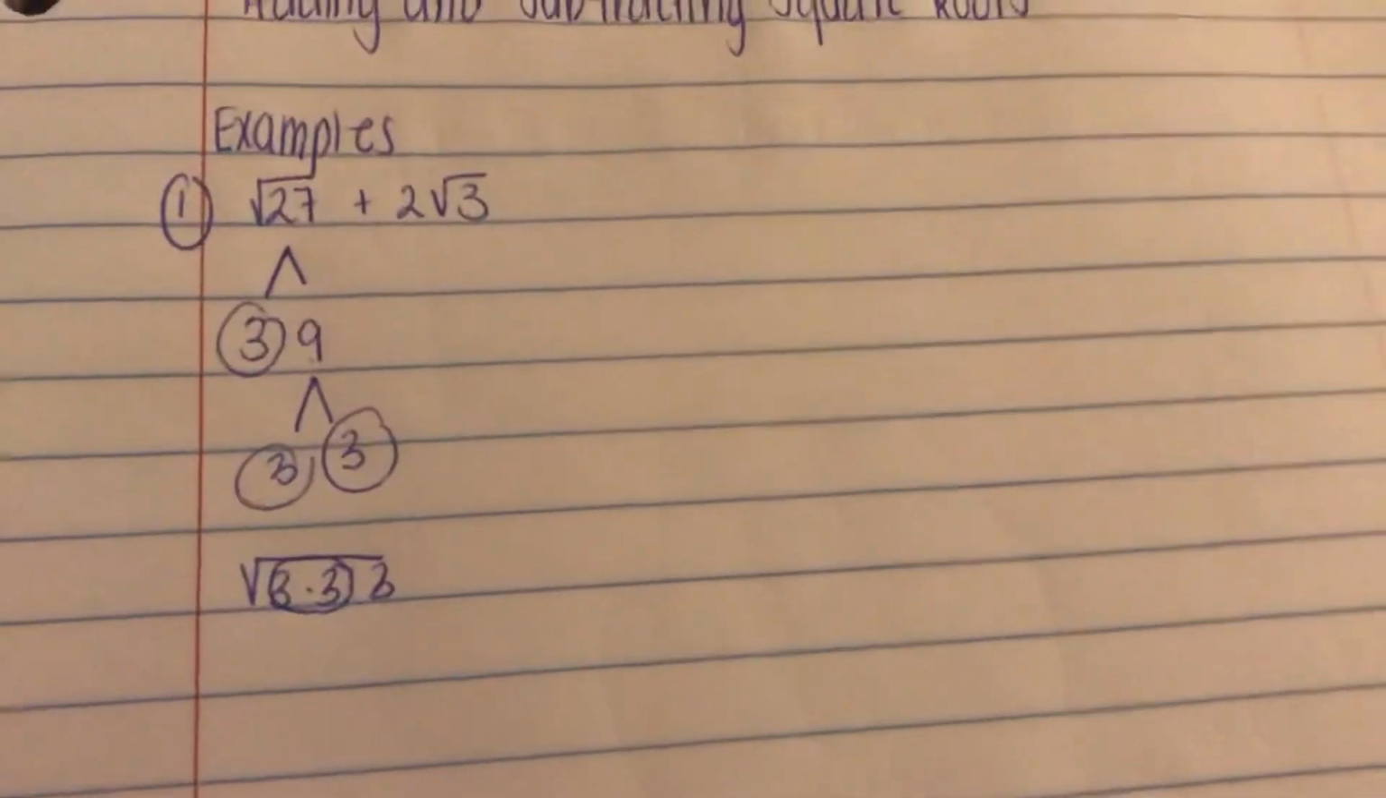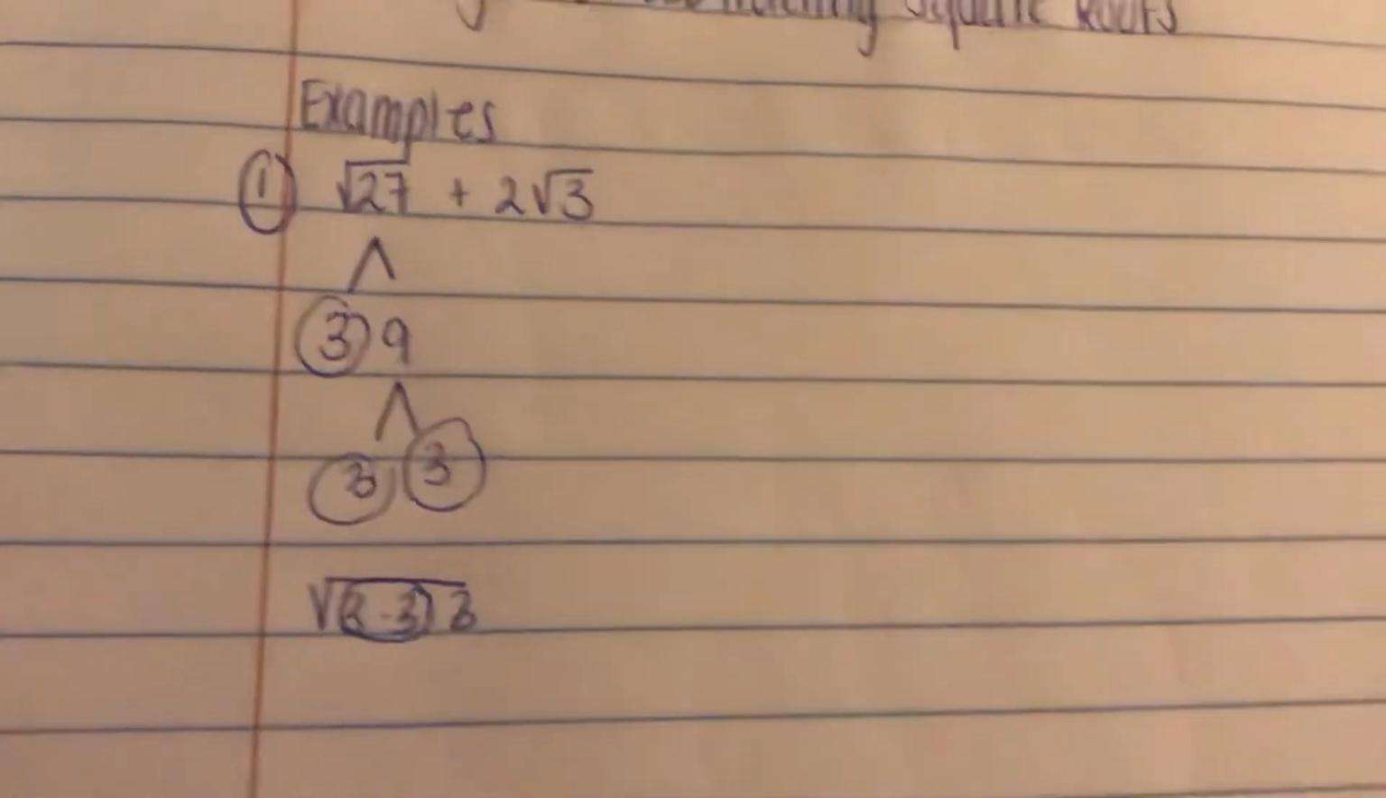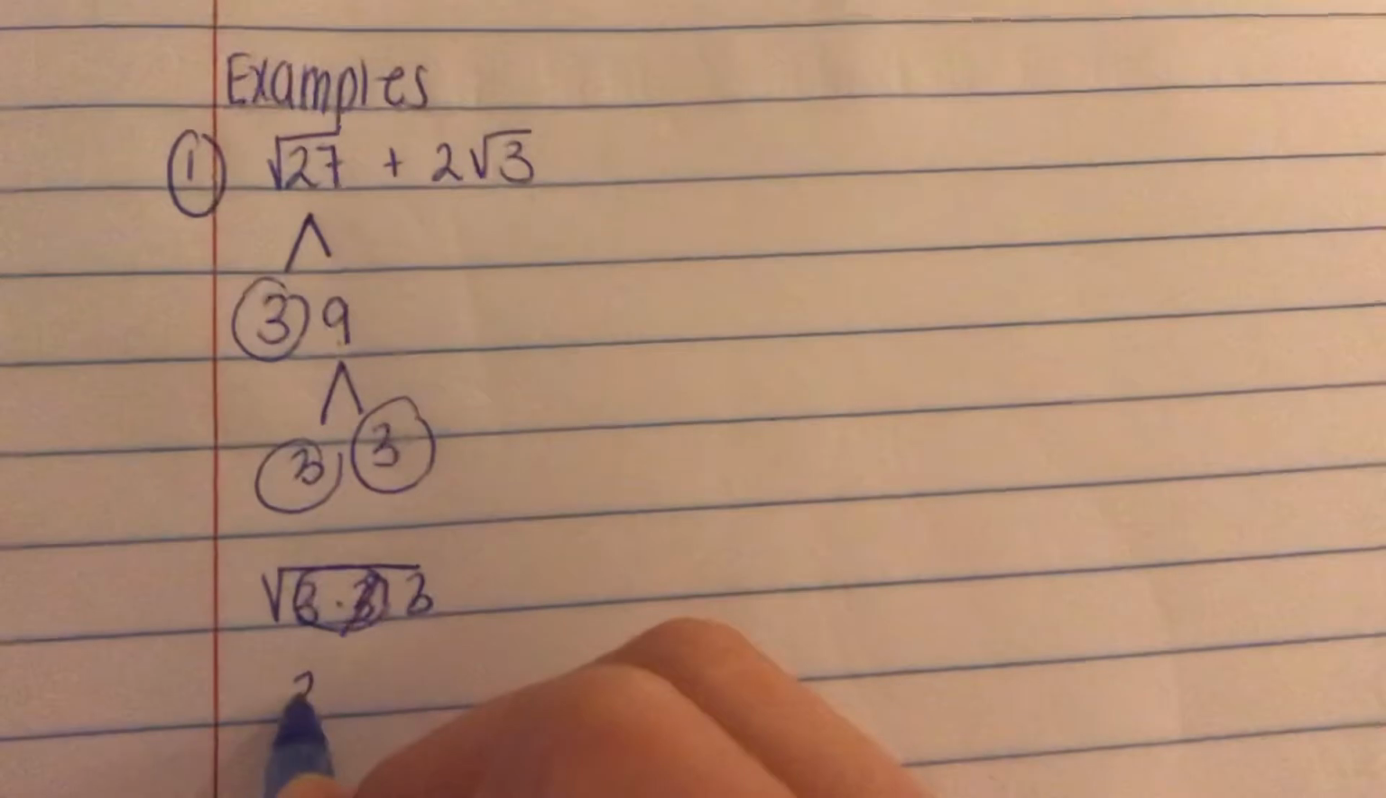So right here, I notice I have a pair of 3s. So they are the perfect couple. They're twins. They're going out together. So if they're going out together, we're going to pull it out outside the square root. Or another way to look at it is that you can say one has an evil twin, get rid of the evil twin. So let's keep the 3 outside of the square root. And then this 3 does not have a twin, so we're going to keep that inside the square root, okay?